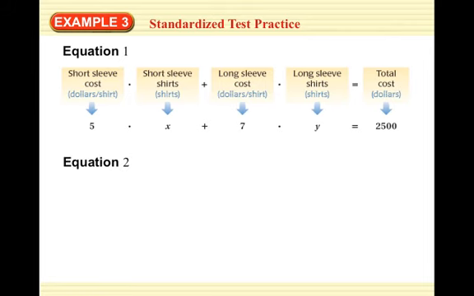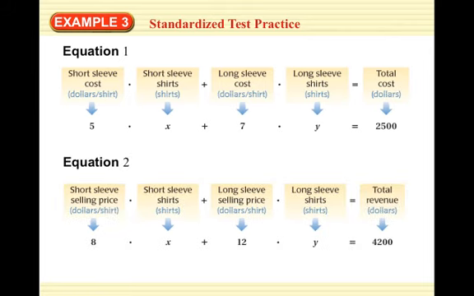Okay, now let's do the selling prices. That's going to be equation 2. So we're going to use X and Y again, and we're going to look at how much revenue we're going to get, how much we're going to sell them for. So we're going to charge $8 for each short sleeve shirt, so 8 times X, plus $12 for each long sleeve shirt, so 12 times Y, and that's going to equal $4,200. And so that's just the amount of money they're going to bring in.